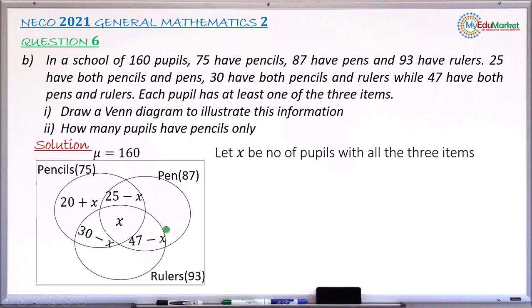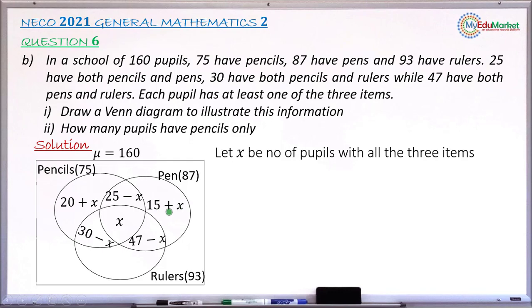So from this 87, you now take away 25 minus X. You take away X. You take away 47 minus X. If you simplify it, what you have finally will now be 15 plus X as an expression representing those with pens only.